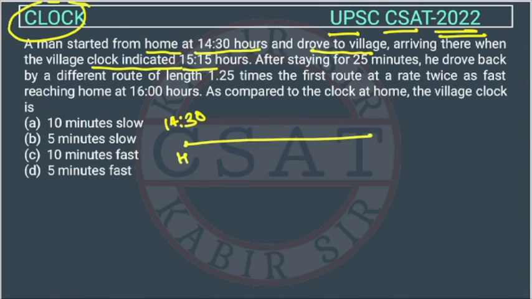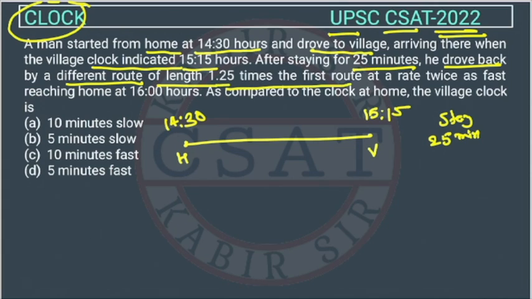So he's going to the village. Here is the village, and here the timing is showing 15:15. After staying for 25 minutes, he drove back by a different route of length 1.25 times the first route. So this distance was d, suppose. He's going another way, this one, which is 1.25 of d, at a rate twice as fast, reaching home at 16 hours.